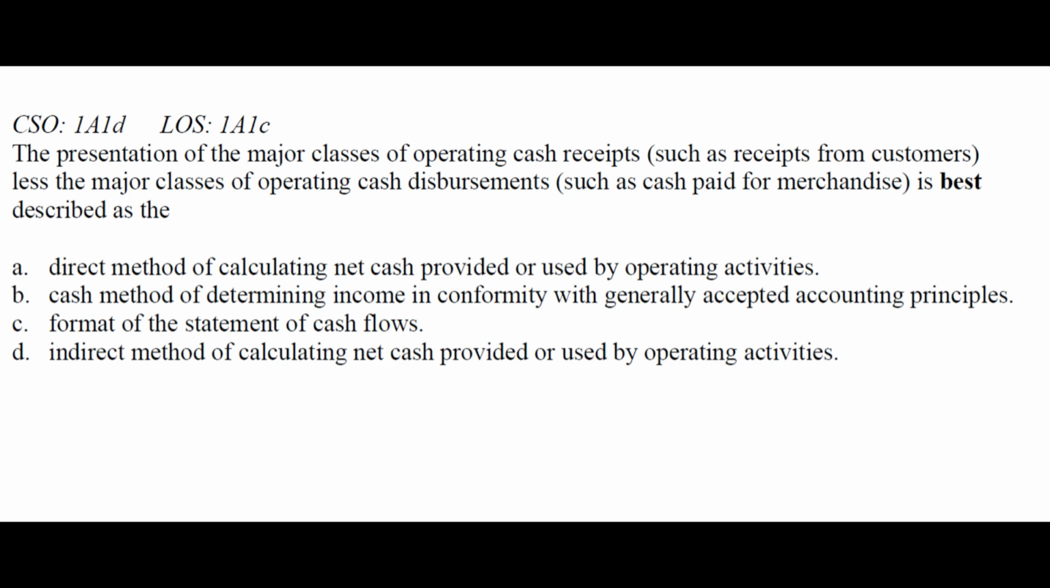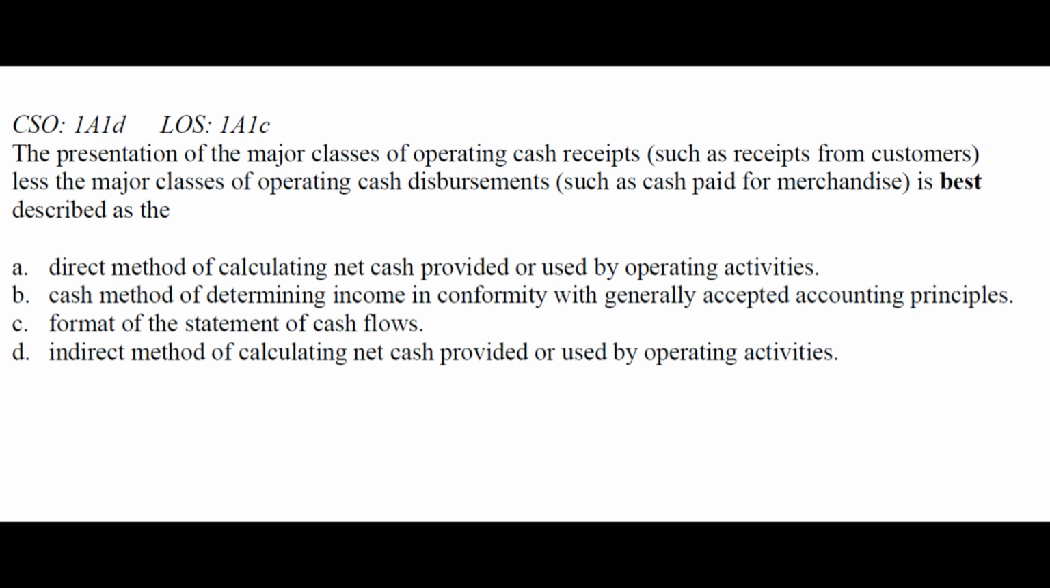This question tests students' understanding of the two methods for presenting operating cash flows in the statement of cash flows. The key phrase is major classes of operating cash receipts, less the major classes of operating cash disbursements. This description refers to a method that reports actual cash inflows and actual cash outflows from operating activities. Students should distinguish between the direct method and the indirect method.